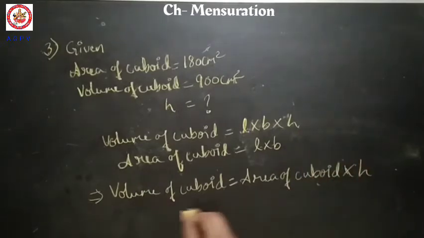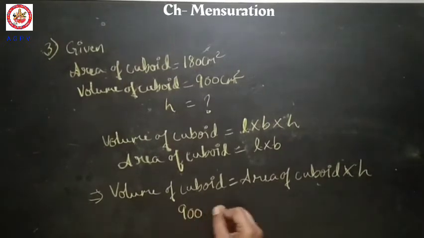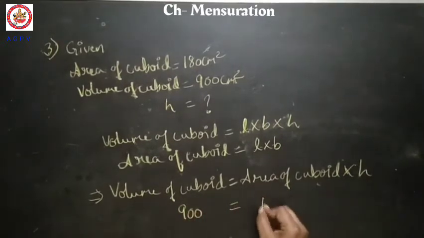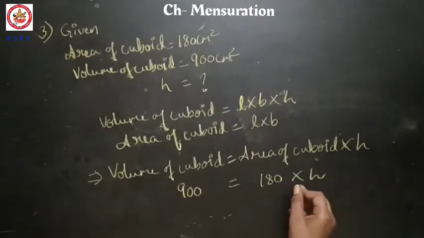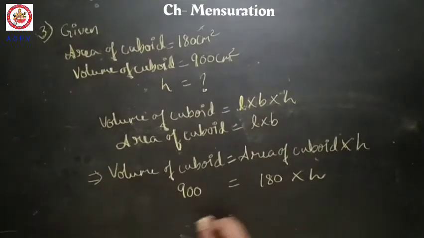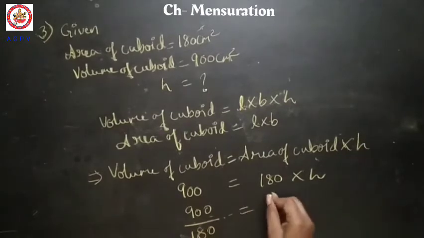So we know the volume of cuboid and the area of cuboid. Let us substitute the values. So volume of cuboid is 900, which is equal to area of a cuboid 180 centimeter into H. We have to find H, so write the H as it is. Here it is in the form of a multiplication. If you shift it to the other side, it will become division. So 900 divided by 180 is equal to H.